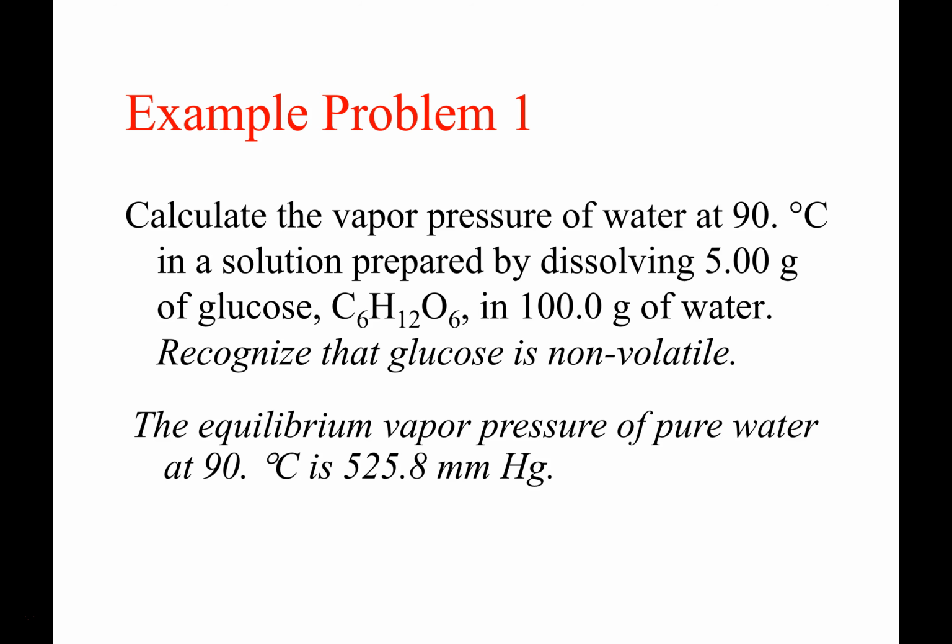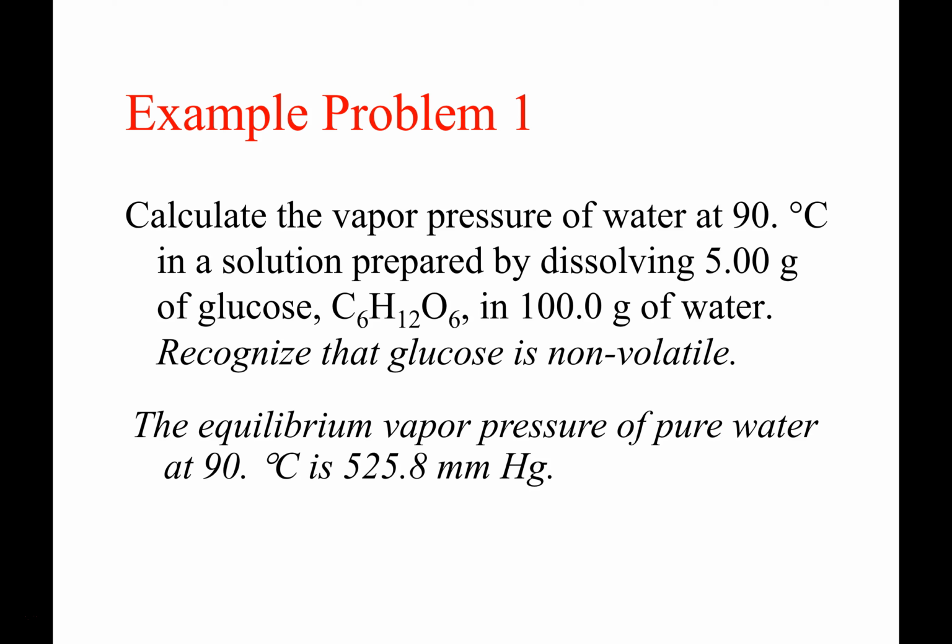So we're supposed to come up with the equilibrium pressure of water. We're going to use Raoult's law: the equilibrium vapor pressure of the water will be equal to the mole fraction of the water times the equilibrium vapor pressure of the water as it would be if it was pure at 90 degrees Celsius. So that's all we've got to do.